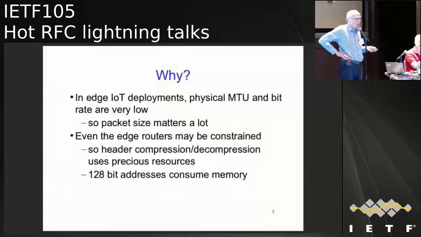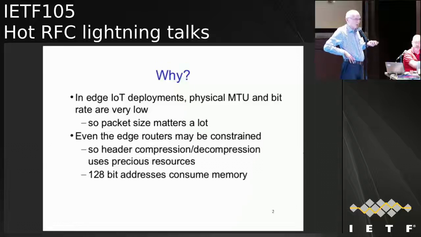Why are we talking about this? In edge deployments of IoT in particular, the physical MTU and the bit rate are in some cases extremely low. That's well known, so packet size matters a lot. The edge routers may be constrained themselves. That has other implications besides the problem of bandwidth and bit rate.